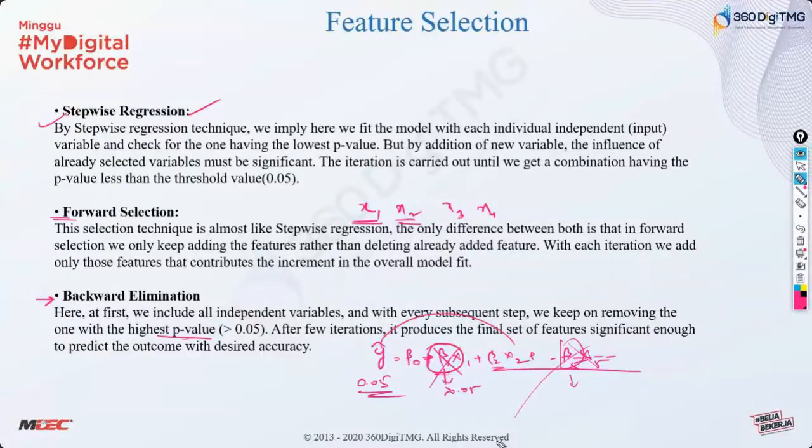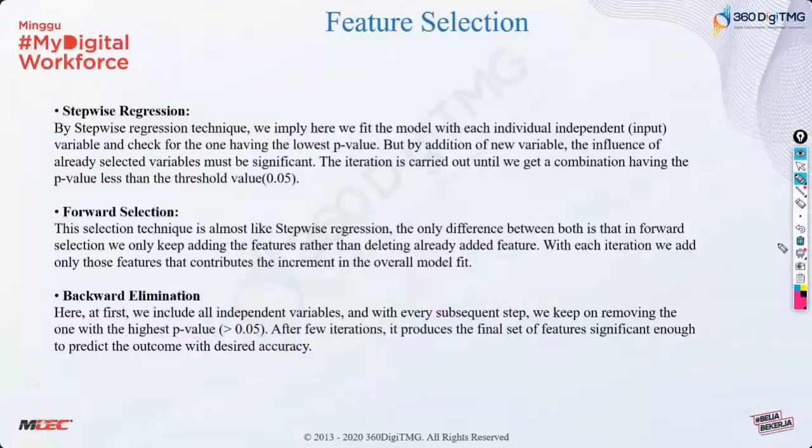So forward selection starts with y, and then we keep adding x, right? We iteratively keep adding the variables and checking for the significance of these variables. Backward elimination, or we also call it backward selection, is the reverse. We develop the full model and then we keep removing the variables.